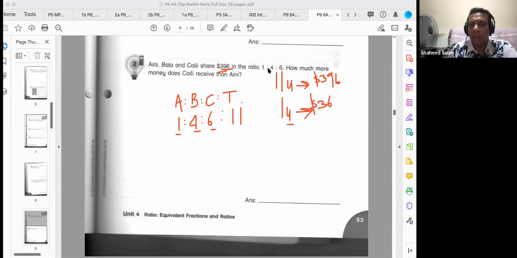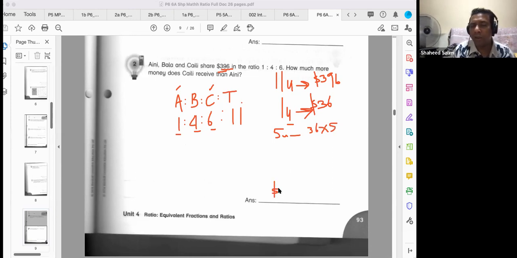Now they ask you, how much more money does Charlie receive than Aini? Charlie receives 6, Aini receives 1. How much more? 6 minus 1 is 5 units, so you want to find 5 units. So 36 times 5. When you do that, you will get $180. So this is your answer.